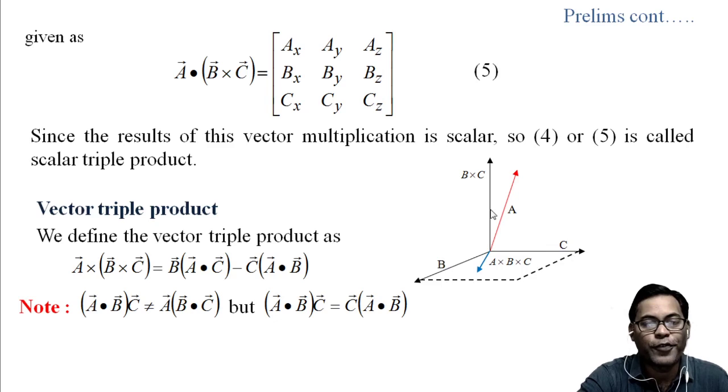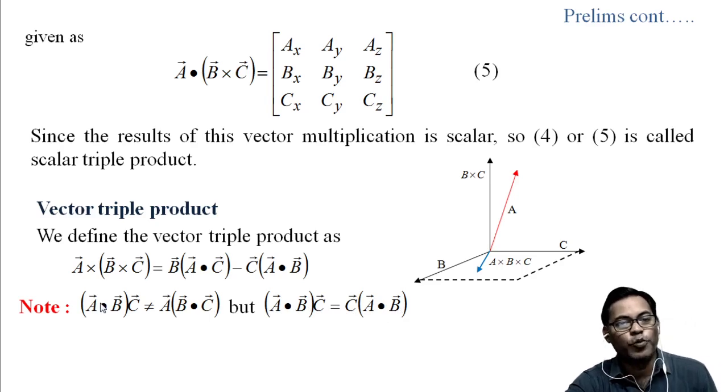If we find b cross c, then its direction will be along the z direction. Now this b cross c is a vector. So if we find the cross product of a and this b cross c, then the vector a cross b cross c which we get is perpendicular to both b cross c and a. Here we should note that a dot b into c will not be a into b dot c, but a dot b into c will always equal c into a dot b. So that is the note we need to know.